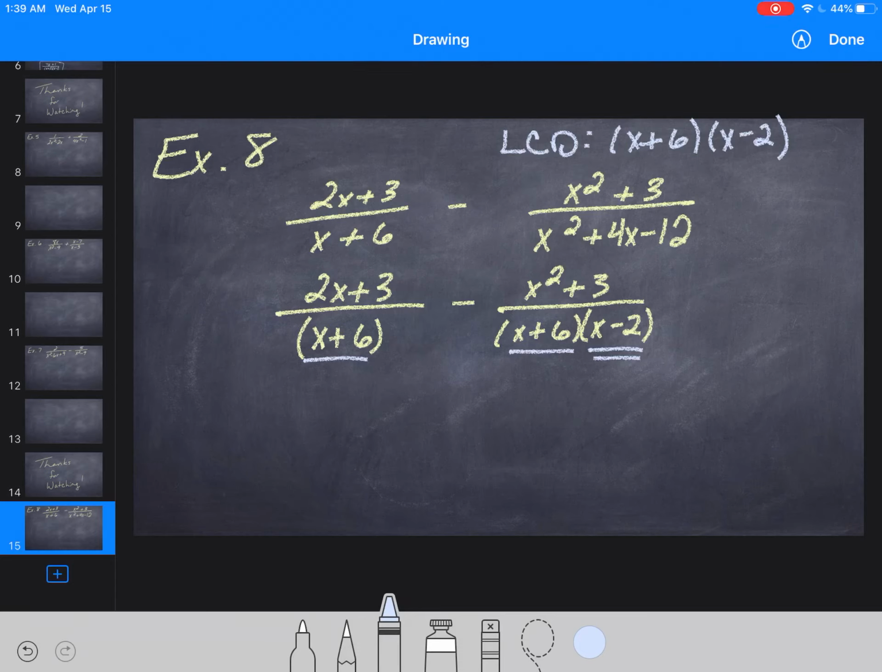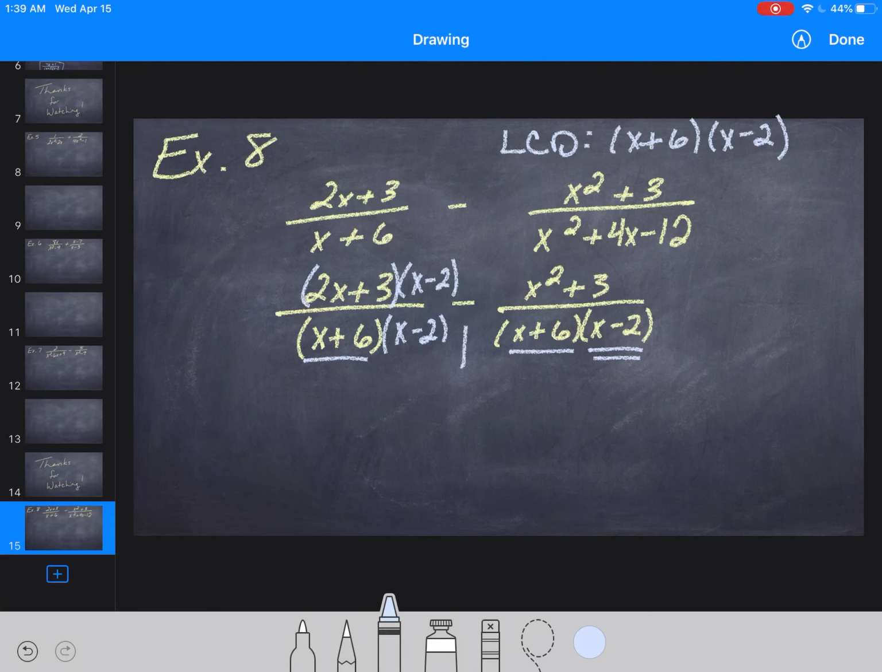Now I'm going to multiply in what's missing. My first fraction doesn't have the (x − 2), so I'm going to multiply in an (x − 2) in my numerator and an (x − 2) in my denominator. But I'm going to remember that because I'm multiplying it in and there was already a binomial there, I must put that 2x + 3 in its own parentheses.